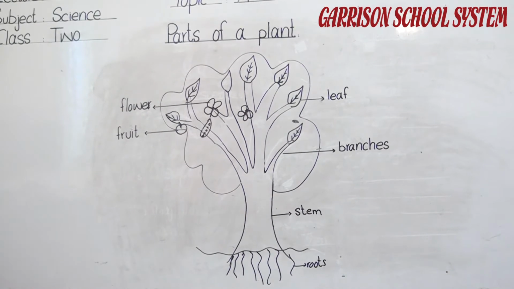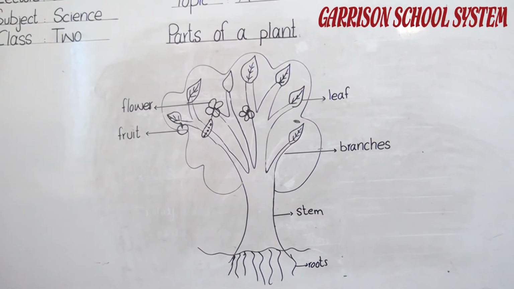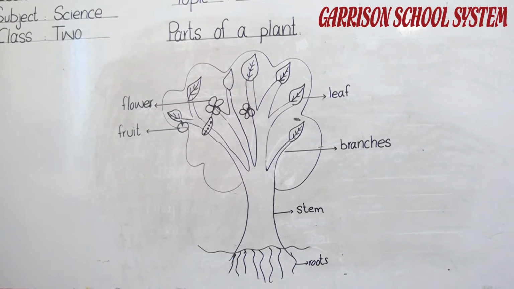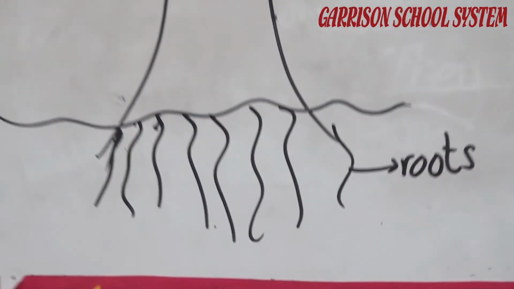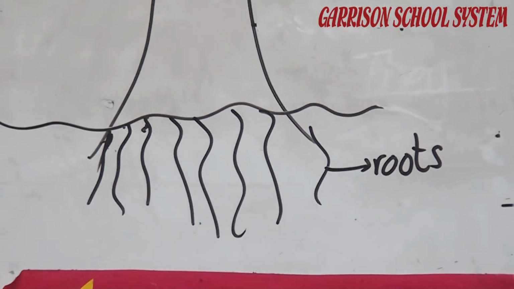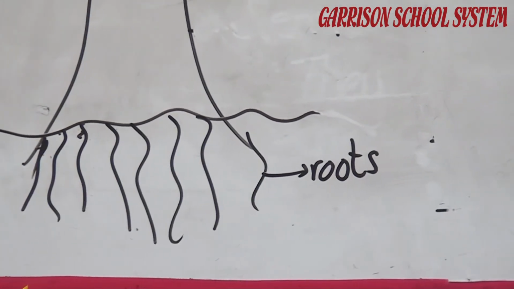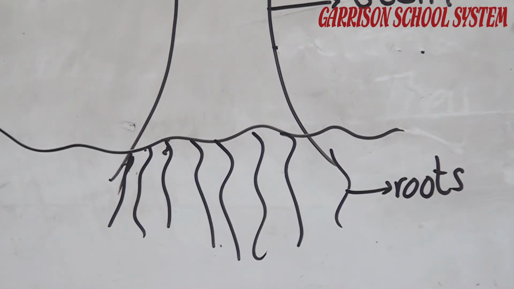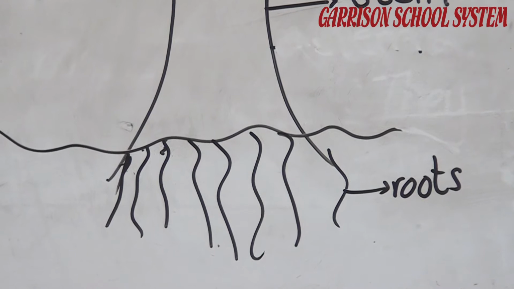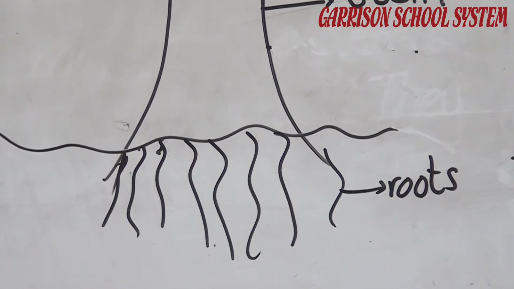Number one is root. You know that now. Root is under the ground. It grows under the ground. It gives support to the plant. If there are roots, the plant can stand properly. If the roots are not there, the plant cannot stand. So it gives support to the plant. It also takes in water and other useful substances from the soil for the plant.